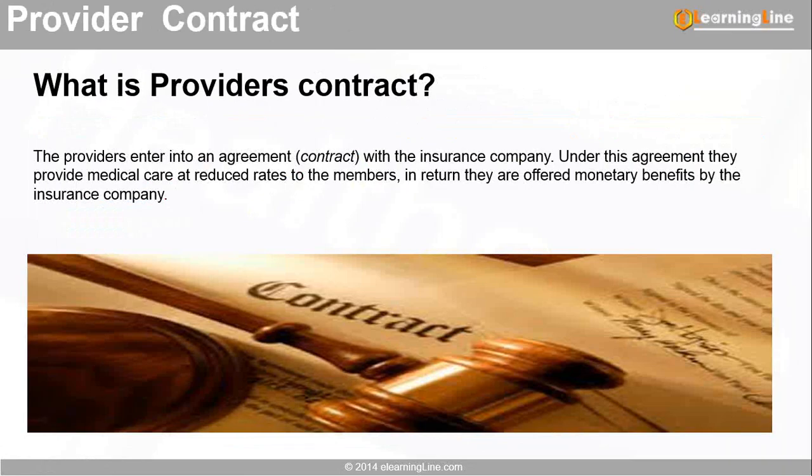You would have heard the terms in-network and out-of-network. So the PPO member, if seen by that physician, will be considered as out-of-network care. As for the HMO, since the physician also shares the HMO network, it will be considered as in-network. Now let's understand the agreement. The provider enters into an agreement with the insurance company. Under this agreement, they provide medical care at reduced rates to the members. In return, they are offered monetary benefit by the insurance company.